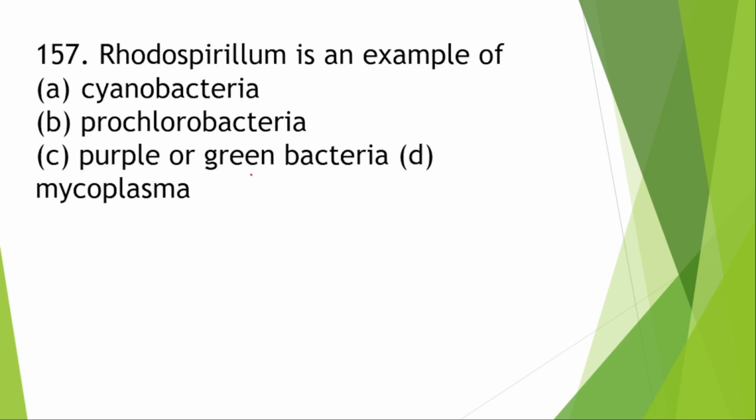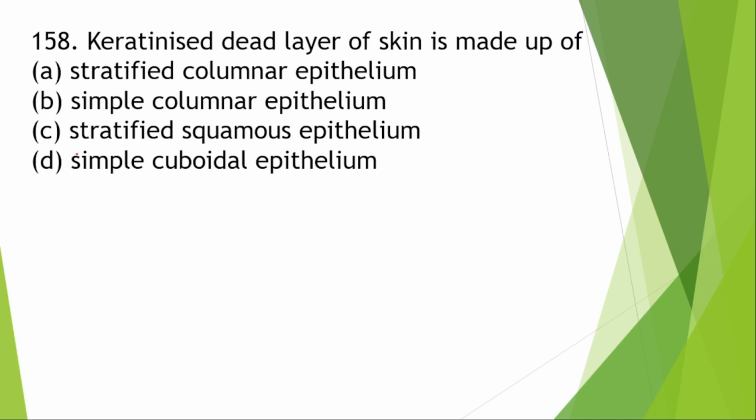157. Rhodospirillum is an example of cyanobacteria, prochlorobacteria, purple and green bacteria, mycoplasma. It's a purple and green bacteria. That is, C is right. 158. The keratinized dead layer of skin is made up of stratified columnar epithelium, simple columnar epithelium, stratified squamous epithelium, or simple cuboidal epithelium. So it is made up of stratified squamous epithelium.